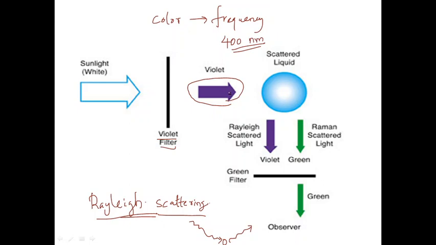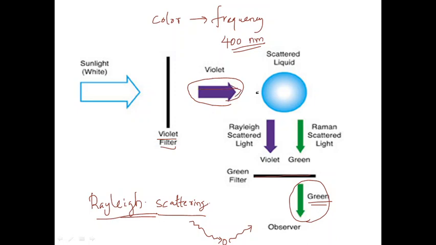Now this violet light was scattered through a liquid medium and the resultant lights were observed by C.V. Raman. So he used a green filter to study the resulting light. He was able to find green light on the output side. So what is happening here?